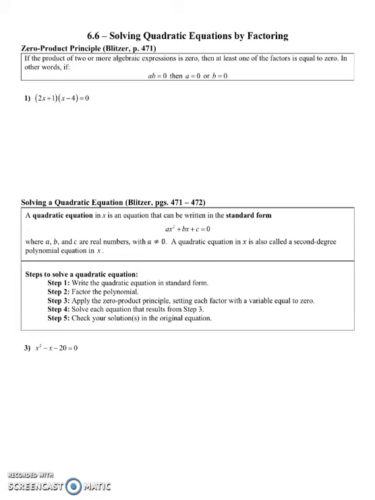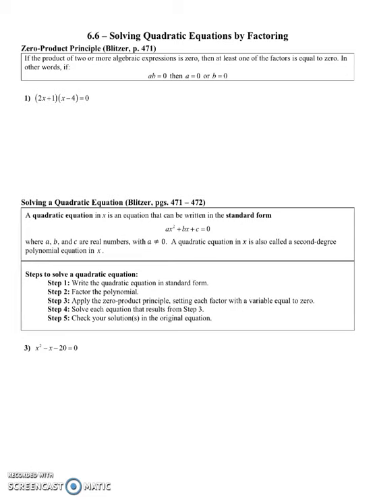So first we need to learn about the zero product principle, which says that if the product of two or more algebraic expressions equals 0, then at least one of the factors is equal to 0. In other words, if we have A and we multiply it by B, then the only way they can be 0 is if either A is 0 or B is 0, because anything times 0 is 0, right?